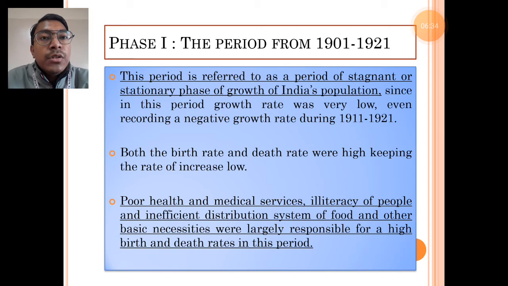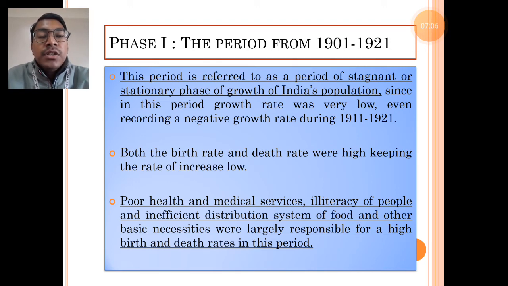Now the question is why this period is referred to as a period of stagnant growth rate or stationary phase of population growth. Because in this phase 1, both the birth rate and the death rate were high, which kept the rate of increase low. Suppose 100 people are born every day, and on the other hand 99 or 100 people die every day. So the birth rate and the death rate were almost equal.